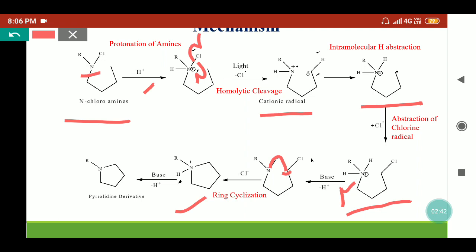Till now this nitrogen contains the R and H group. Because it has a 4 valency, so it contains a positive charge. But we have a basic media, so the base will abstract this proton and will form the pyrrolidine derivative. So it will be our product. Again I am going to repeat the mechanism.